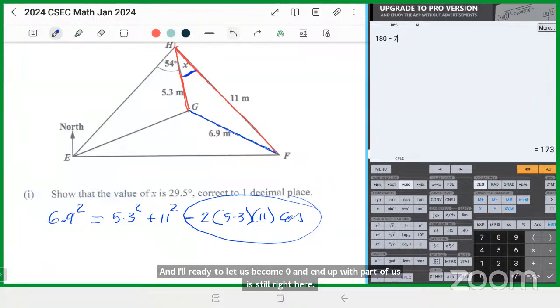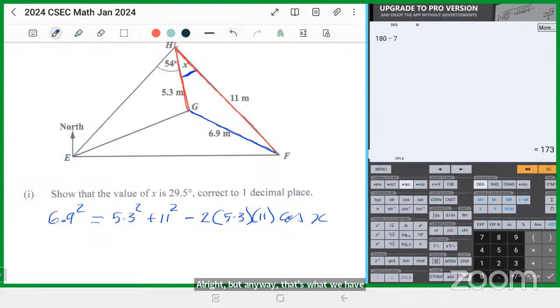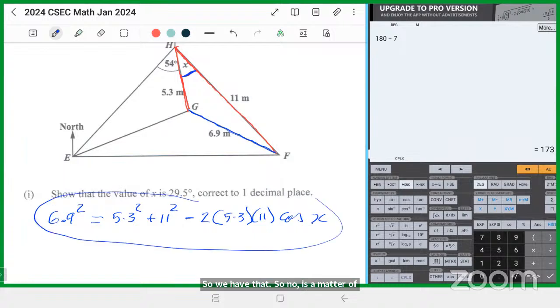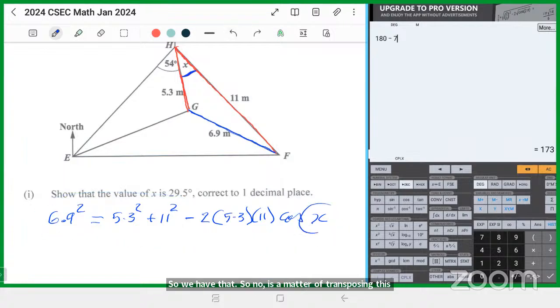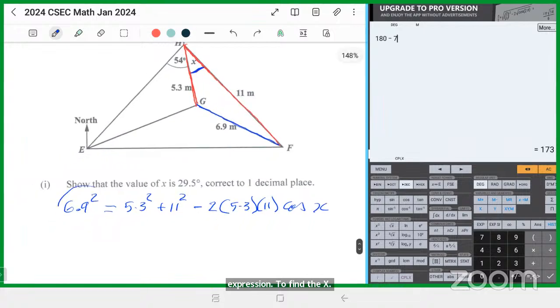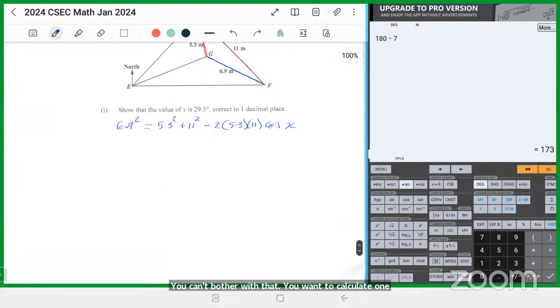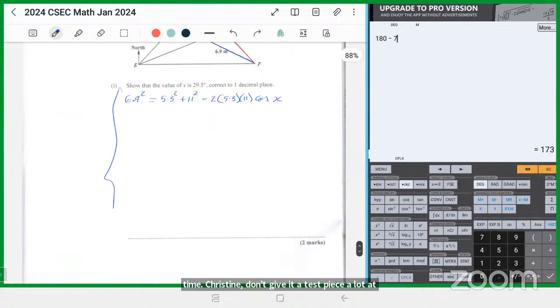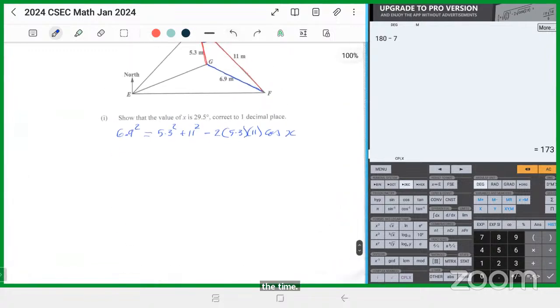So we put in the cos of x. Now it's a matter of transposing this expression to find x. Some teachers will say, you work this out, and you work that out, and you work this out, and you work that out. You can't bother with that. I want to calculate one time. The question doesn't give you a lot of space a lot of the time. This time they give you a good amount, but a lot of the time they don't give you a lot of space to do the same thing.